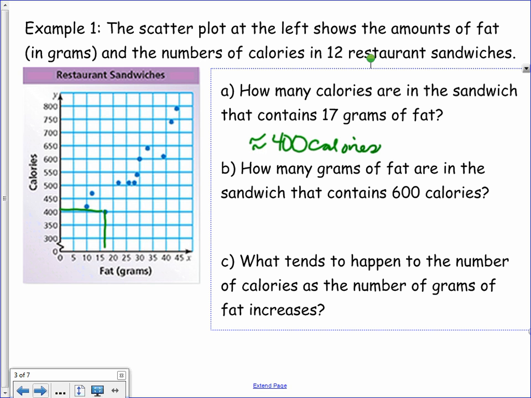Now it asks how many grams of fat are in the sandwich that contains 600 calories. So now we're going to go to the calories line, 600, go across until we reach a point, and go all the way down, and that's 30 grams of fat.